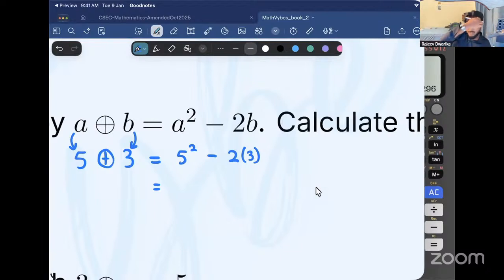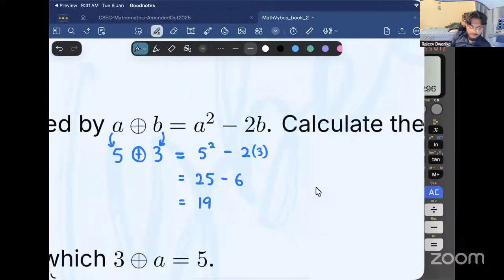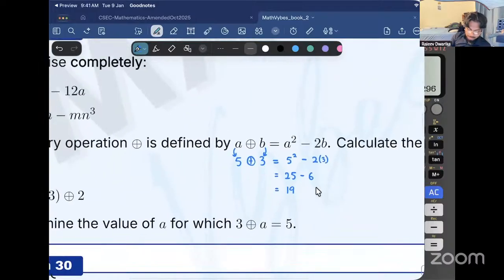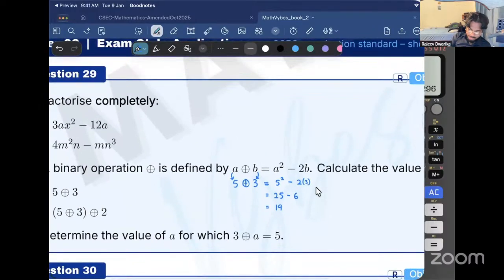Alright? Yeah, so it's 5 squared. So 25. Alright, 25. What's 2 by 3? 6. What's 25 minus 6? 19. Yeah, that's 19. So I promise you, it's much simpler than you think.